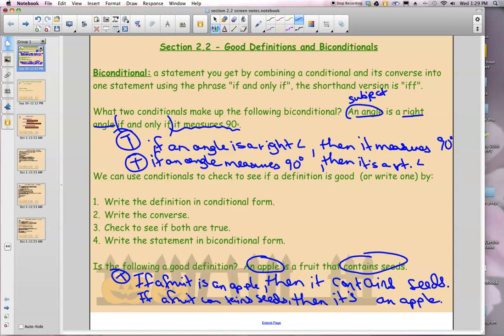I think there's some counterexamples there. It could be, if it contains seeds, it could be a strawberry or an orange or a raspberry or, for that matter, any other fruit. So we would say that this one has a false truth value, and since not both of them are true, it would not make a good biconditional, and therefore it would not be a good definition. So is it a good definition? Nope.